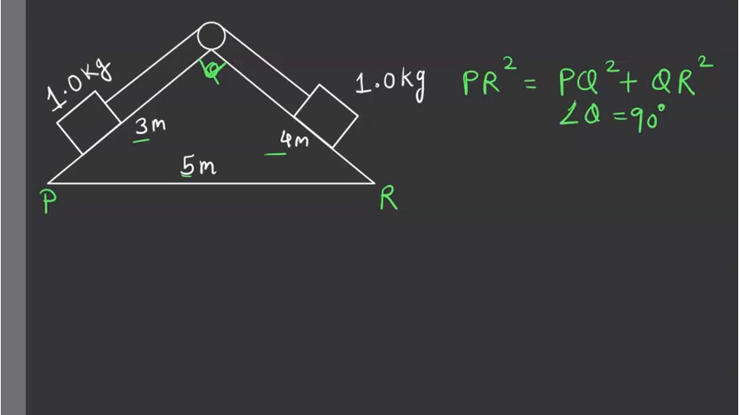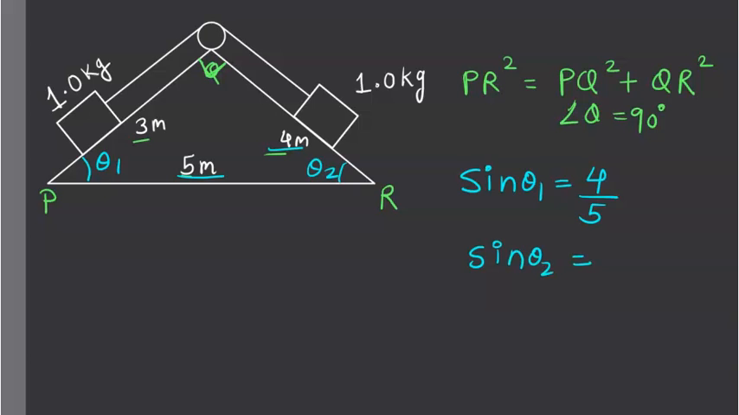Now let's define these two angles. Let's say this angle is theta 1, that is angle P, and this angle is theta 2, the angle R. Now let's calculate sine theta 1 and sine theta 2. Sine theta 1 will be opposite side upon hypotenuse. So opposite side is 4 and hypotenuse is 5, so this is 4 by 5. And sine theta 2 will be similarly opposite side, which is 3, and hypotenuse 5, so 3 by 5. From here you can observe that sine theta 1 is greater.